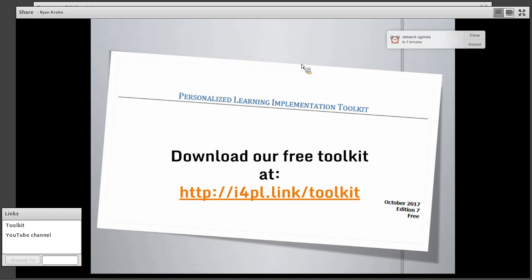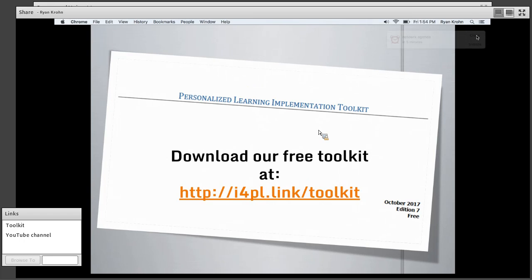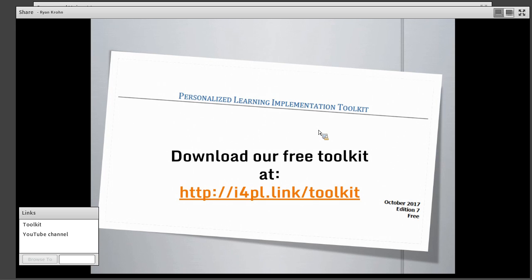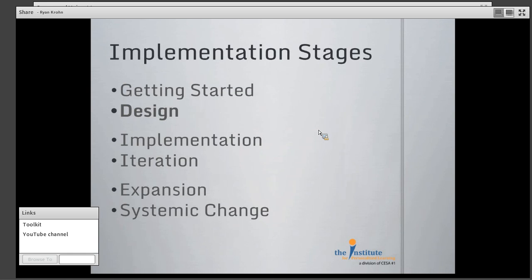Our latest update was October of 2017. We do update our toolkit annually, and this is an opportunity for us to put in a series of tools and processes and frameworks that we use with our work with our members and throughout many of our presentations and processes that we have together. Here's our download link for our free version.